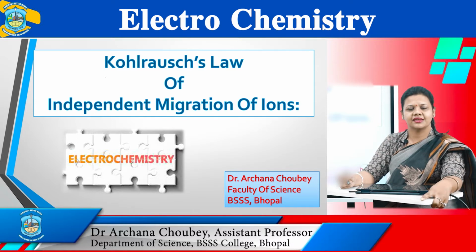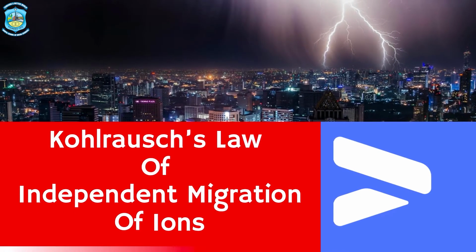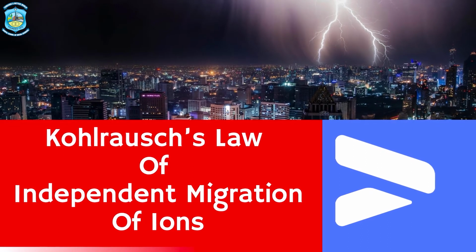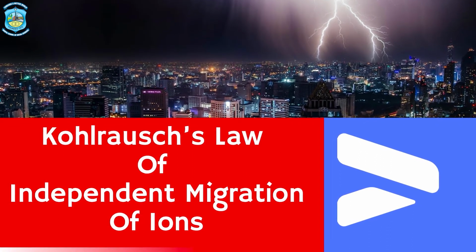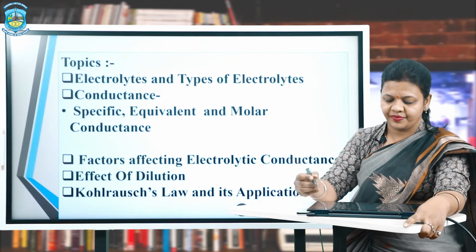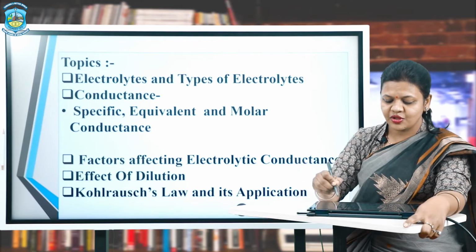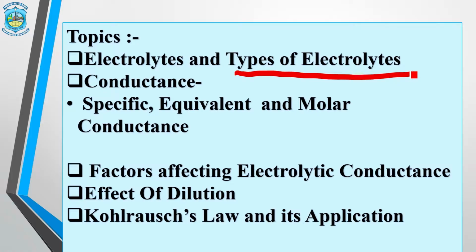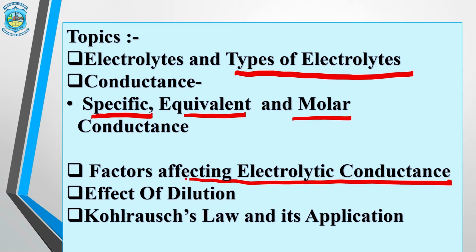Today I am here to discuss an important topic from electrochemistry, that is Kohlrausch law of independent migration of ions. In this lecture, we will be discussing the following topics: electrolytes and types of electrolytes, conductance, under which we will see specific conductance, equivalent conductance and molar conductance. Then factors affecting electrolytic conductance, effect of dilution and Kohlrausch law and its applications.